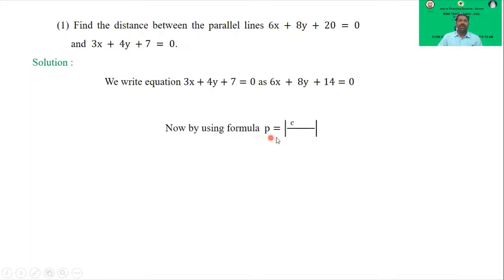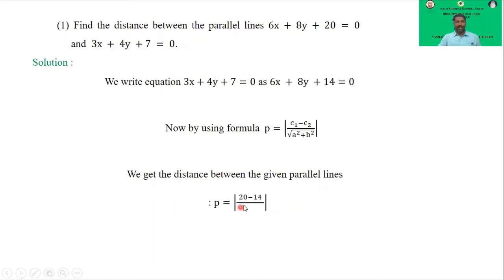Now by using the formula d equals |c1 minus c2| upon root a square plus b square, the coefficients are 6 and 8 for both the lines. So we get the distance between the given parallel lines: one of the constants is 20 and the other constant is 14. So 20 minus 14, c1 minus c2, divided by root 6 square plus 8 square. So 6 square is 36, 8 square is 64, root 100, that is 6 by 10, 3 by 5 unit. So this is the distance between the two parallel lines.